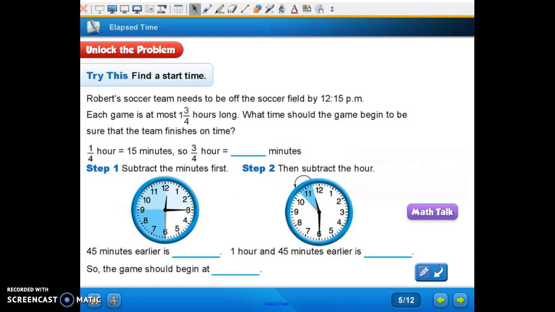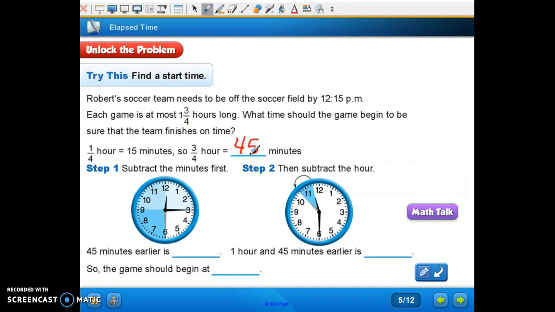Okay, now we're on the try this in the middle of page 432. Robert's soccer team needs to be off the soccer field by 12:15 p.m. Each game is at most 1 3/4 hours long, so they won't go over 1 3/4 hours. What time should the game begin to be sure that the team finishes on time? 1/4 hour is 15 minutes, so 3/4 hour is how long? 45. All right, 3 times 15 is 45 minutes.